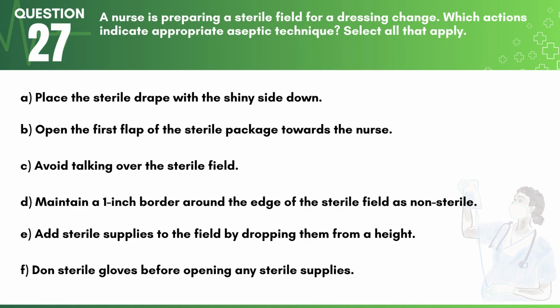Question 27. A nurse is preparing a sterile field for a dressing change. Which actions indicate appropriate aseptic technique? Select all that apply. A. Place the sterile drape with the shiny side down. B. Open the first flap of the sterile package towards the nurse. C. Avoid talking over the sterile field. D. Maintain a 1-inch border around the edge of the sterile field as non-sterile. E. Add sterile supplies to the field by dropping them from a height. F. Don sterile gloves before opening any sterile supplies.